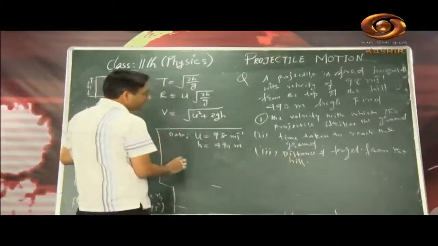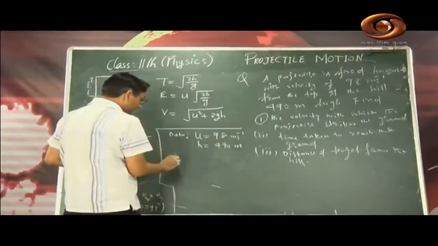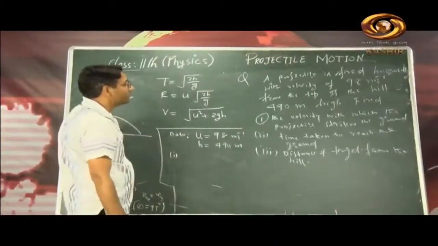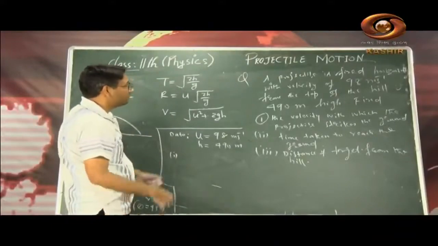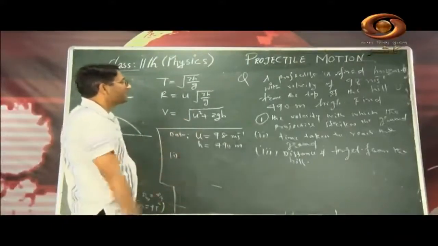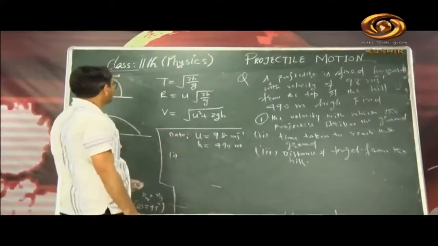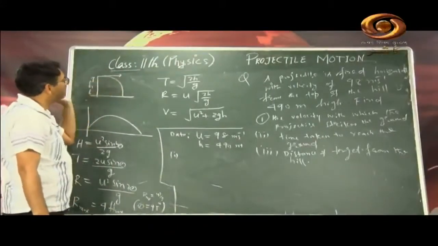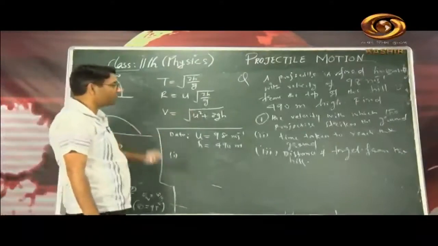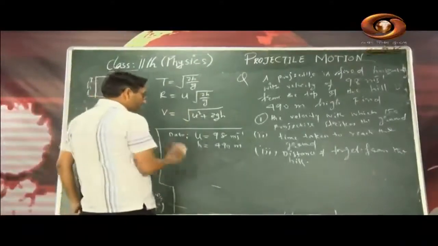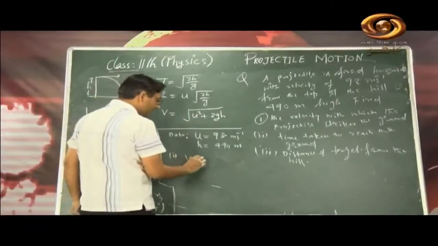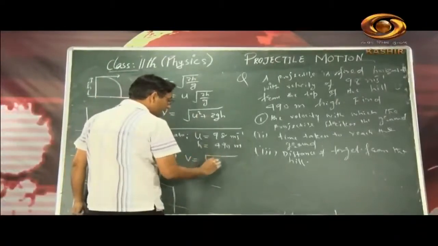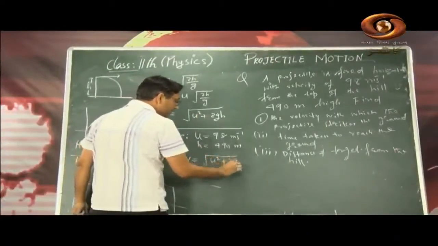So for part number first, we attempt it. What is the velocity with which the projectile strikes the ground? We know this is a horizontal projectile, fired horizontally, and its trajectory is parabolic. So the velocity is v equal to under root of u square plus 2gh. This we have derived in the previous lectures.